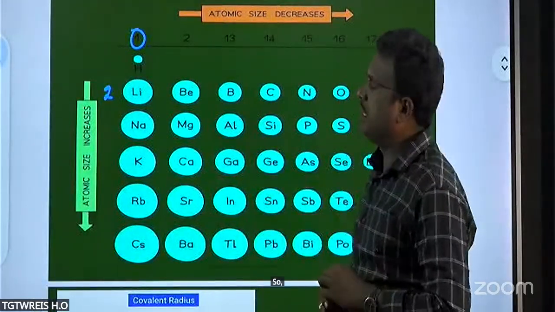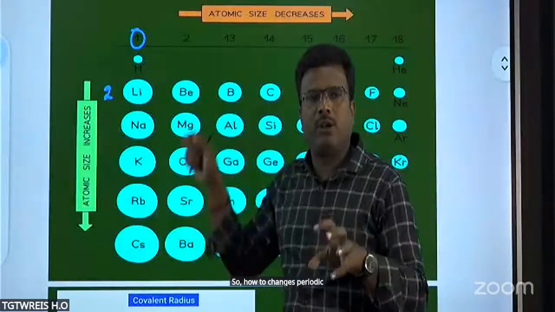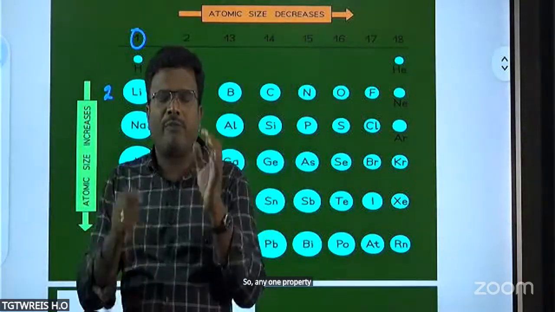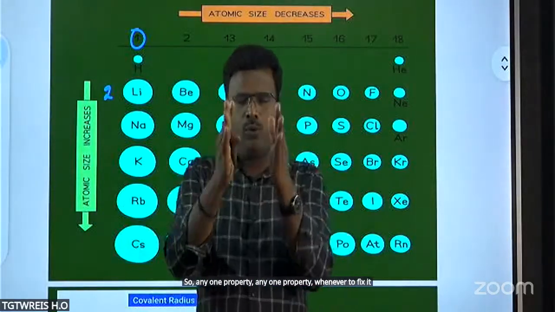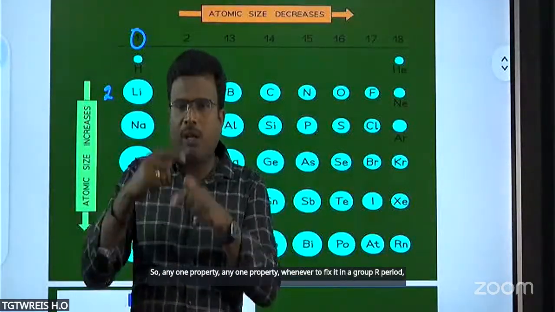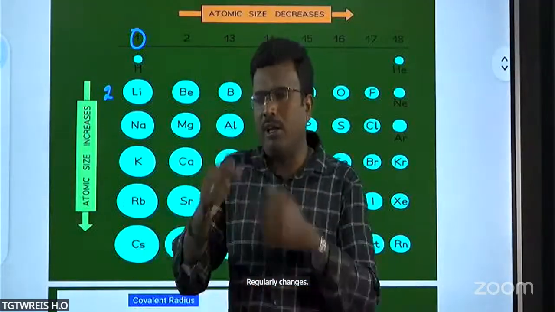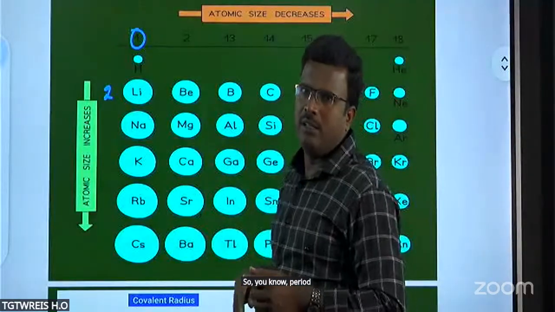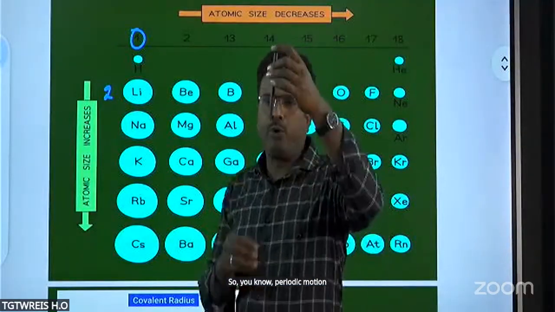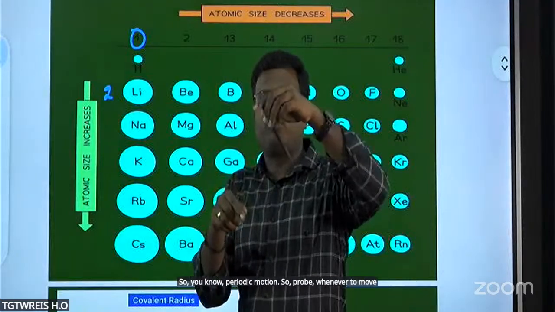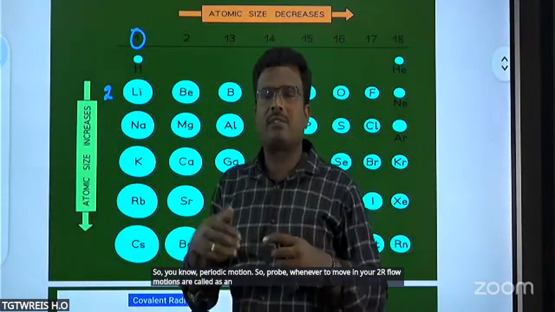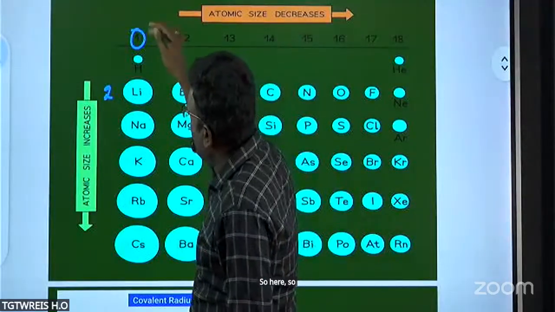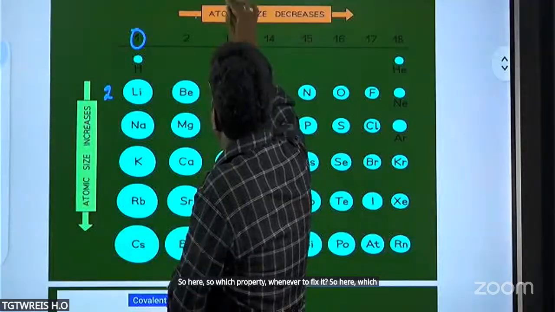So how does a periodic function change in a group and period? Any one property, whenever fixed in a group or period, that changes regularly is called a periodic function. So periodicity, periodic motion. A probe moving to and fro is called oscillatory motion. That is called periodicity. So here, which property have we fixed? That is the atomic size.